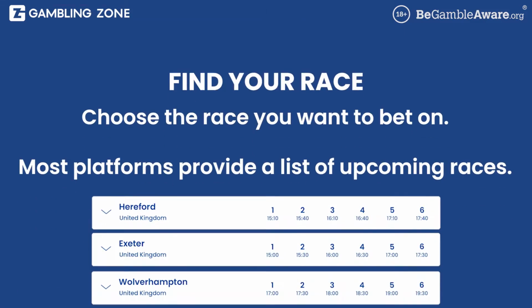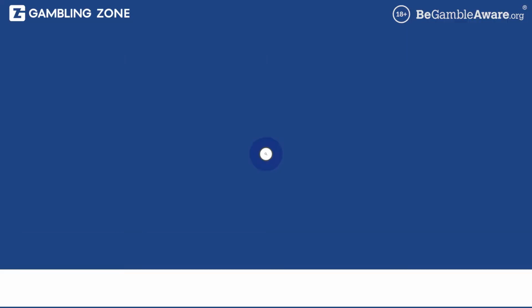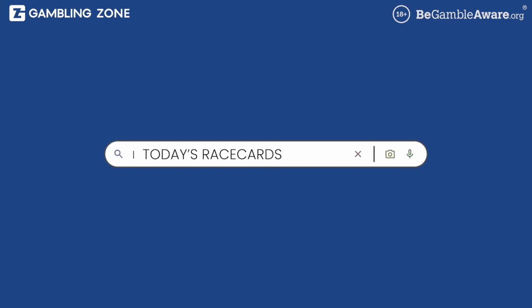Find the race you want to bet on. Once your account is set up and funded, it's time to choose the specific race you want to bet on. Most betting platforms provide a list of upcoming races and you can browse through them. If you know what race you're looking for, then use the menu or the search feature to find it.